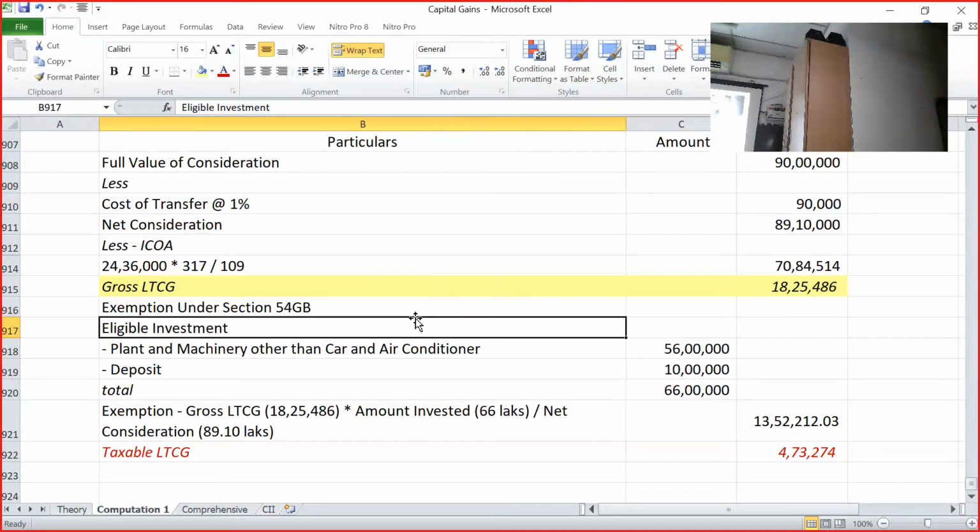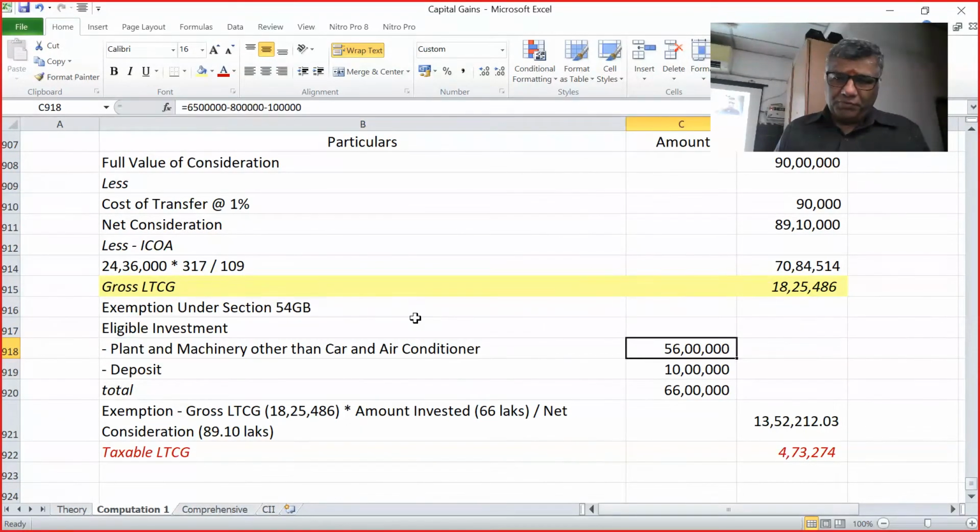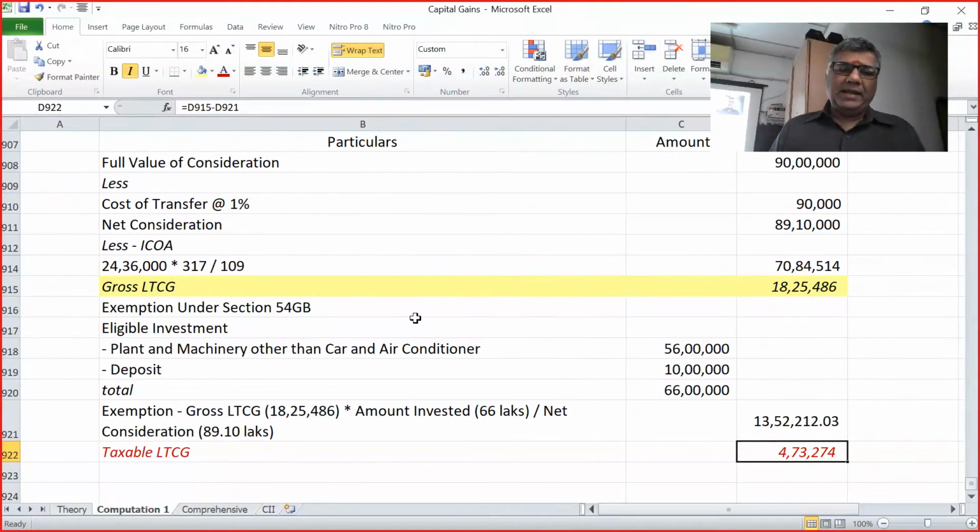The investment is the whole point. It is not what you invest in the company. It is what the company in turn invests in eligible plant and machinery. So it should not be office appliances. It should not be a domestic asset. It cannot be vehicles. It cannot be 100% depreciable assets or where you can claim the asset itself. So 56 and 10. On the basis of the formula, I get my taxable LTCG.